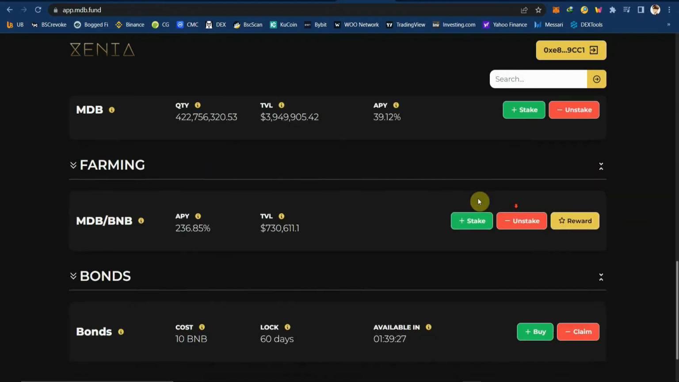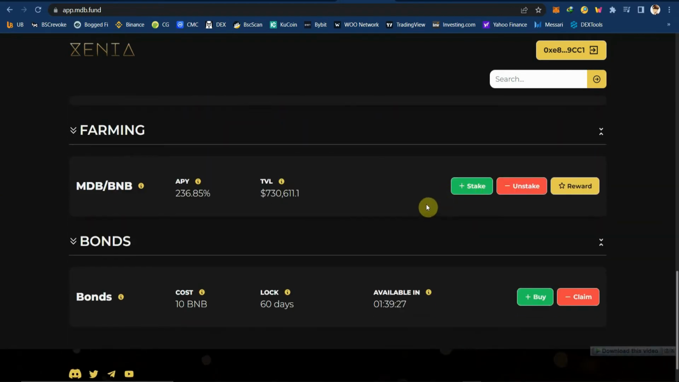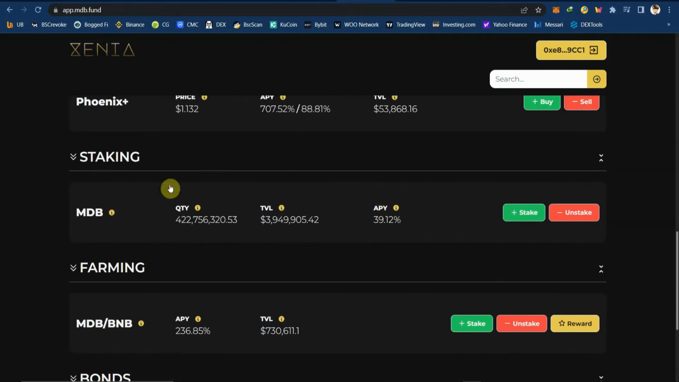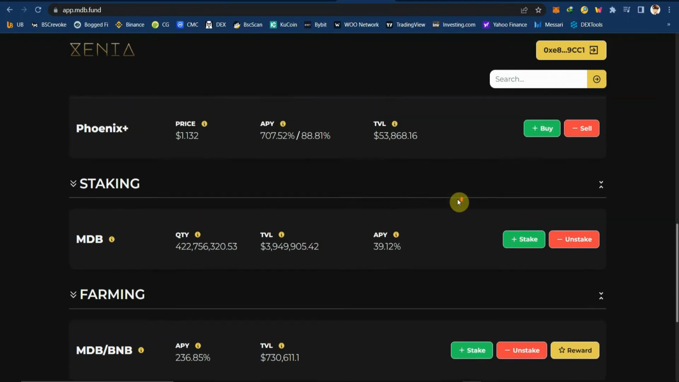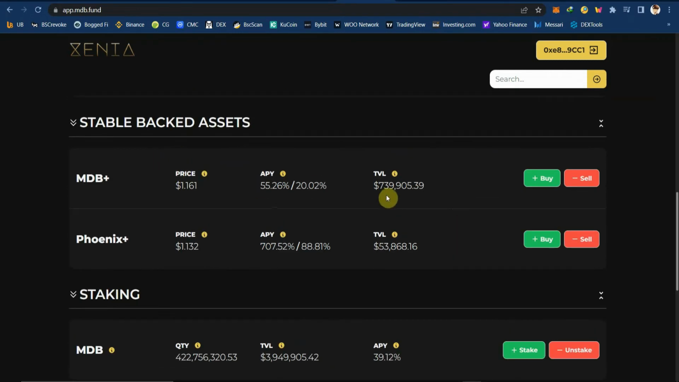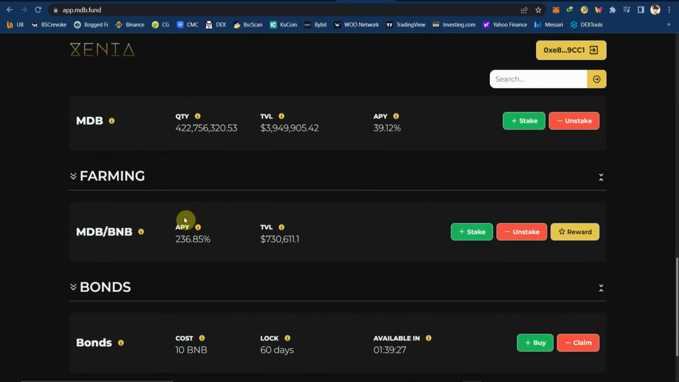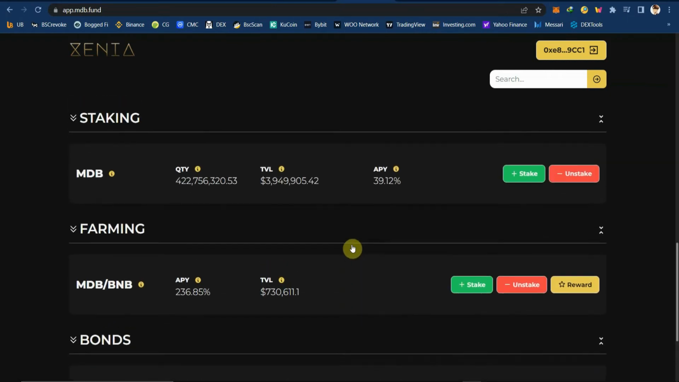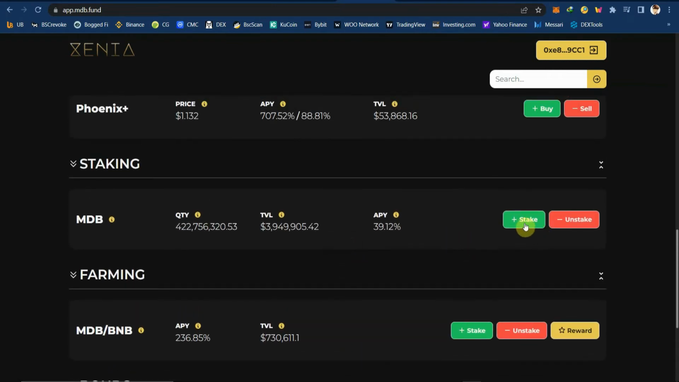So if you don't know what DCAing means, it means dollar cost averaging. And I will concentrate on staking MDB. And then once I'm good, then I'll probably buy MDB Plus. And then my third choice will be farming. Bonds, I need to review further on how I'm going to make money out of this. So if you need to buy MDB, of course you need to buy MDB first.